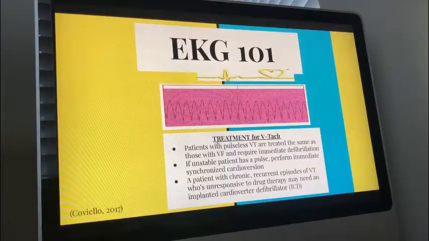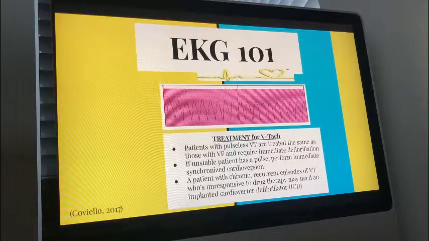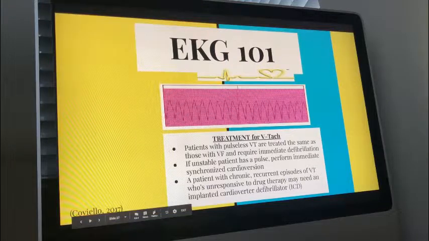Treatment for VTAC: if the patient has pulseless VTAC, it is treated as VFib and requires immediate defibrillation. If the patient is unstable and has a pulse, you perform immediate synchronized cardioversion. A patient with chronic recurrent episodes of VTAC who's unresponsive to drug therapy may need an implanted cardioverter defibrillator.